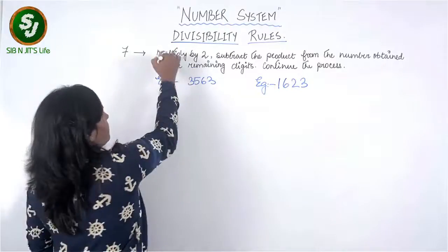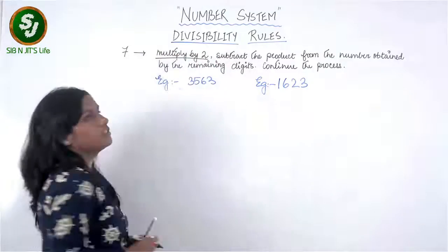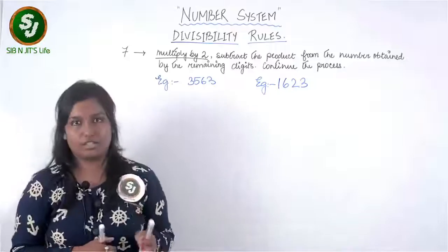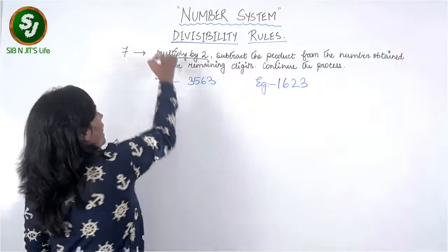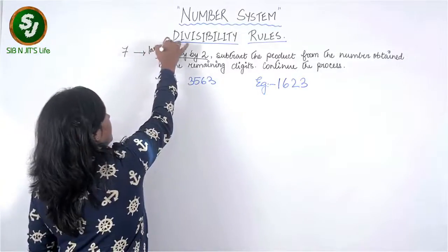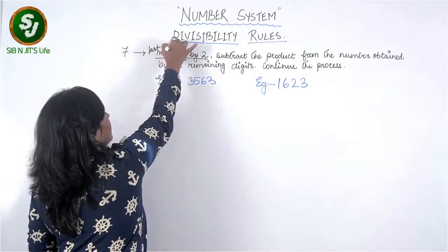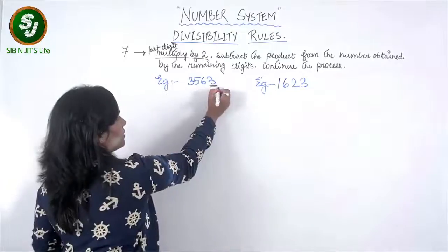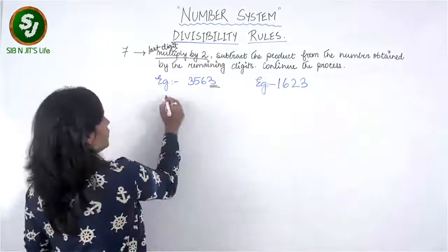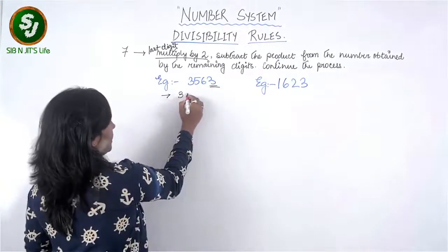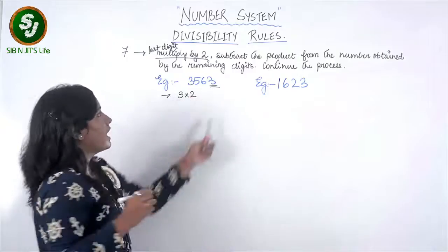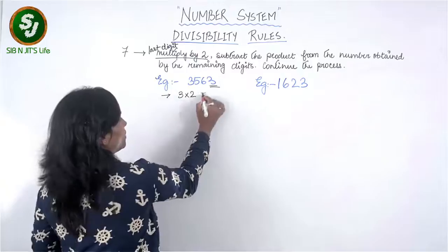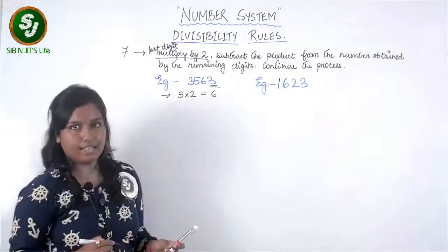Now you see, the first step is multiply by 2. So what you have to multiply by 2 is only the last digit. Okay, so remember, the last digit you have to multiply by 2. So in this case, what is our last digit? 3. So the first step here is 3 into 2. Last digit, multiply by 2. What is the result? 6.